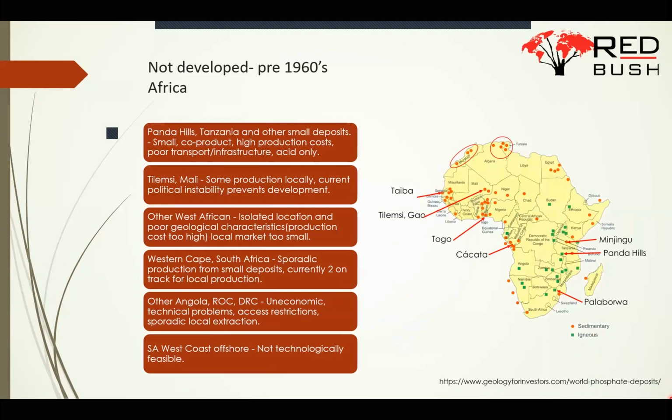Western Cape, we've had a few bits. Now, Western Cape, I'm talking about onshore Western Cape, not offshore Western Cape. Onshore Western Cape, there are some small sedimentary deposits that have sporadically produced phosphates. There are currently 2 on track for local production. We'll see what happens with those. Okay, I know of at least one where you could potentially use it as a direct application phosphate rock rather than having to turn it into a chemical fertilizer.